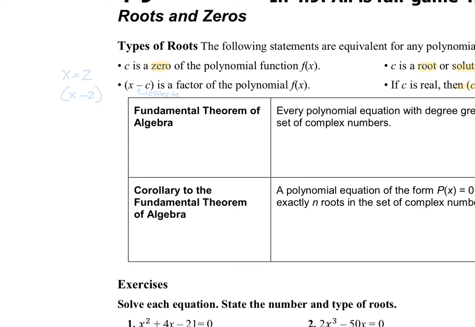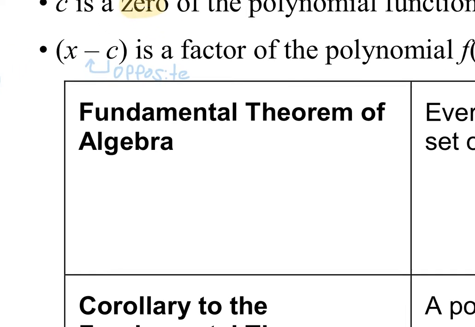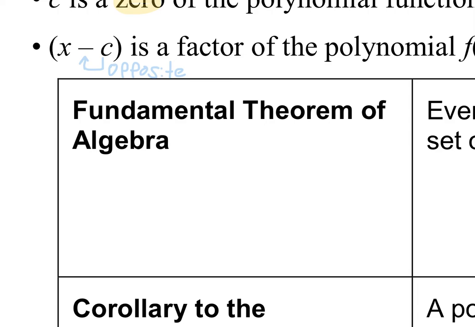Okay, so we're well past the 100th day of school. Finally, time to learn the fundamental theorem of algebra.